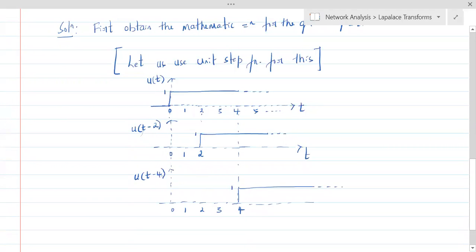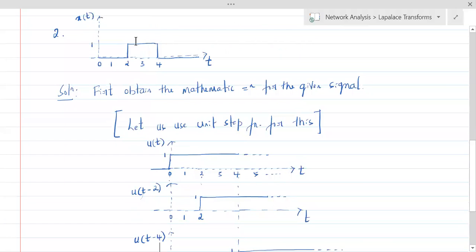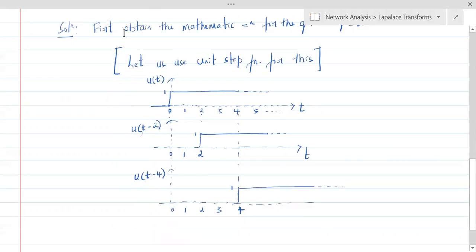Now, the task is, considering u of t minus 2 and u of t minus 4, can you obtain this rectangular function? Is it possible to construct x of t by considering u of t minus 2 and u of t minus 4? How can I obtain it? I want a signal which is 1 from 2 to 4. From 4 onwards, what are these two signals? From 4 onwards, both the signals are 1.